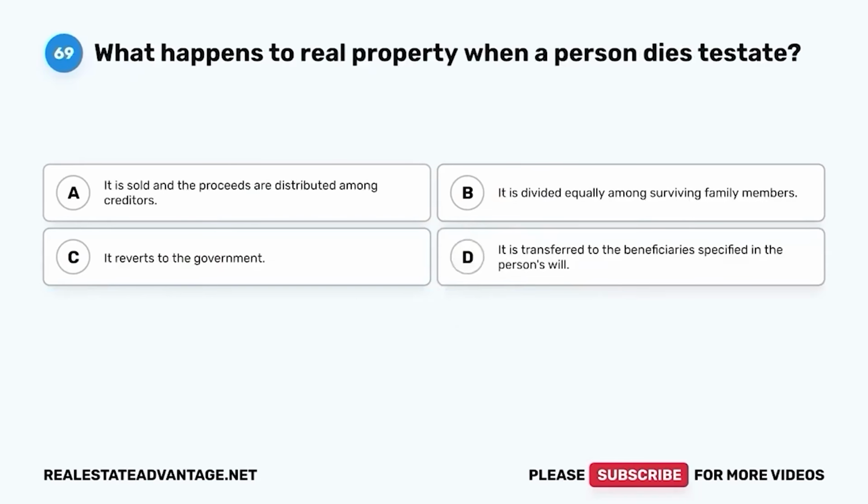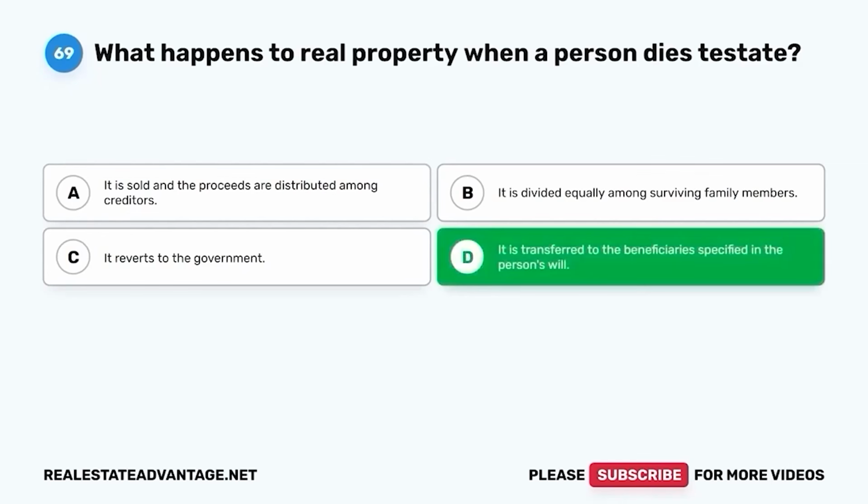Question 69. What happens to real property when a person dies testate? A. It is sold, and the proceeds are distributed among creditors. B. It is divided equally among surviving family members. C. It reverts to the government. D. It is transferred to the beneficiaries specified in the person's will. The correct answer is D. It is transferred to the beneficiaries specified in the person's will.